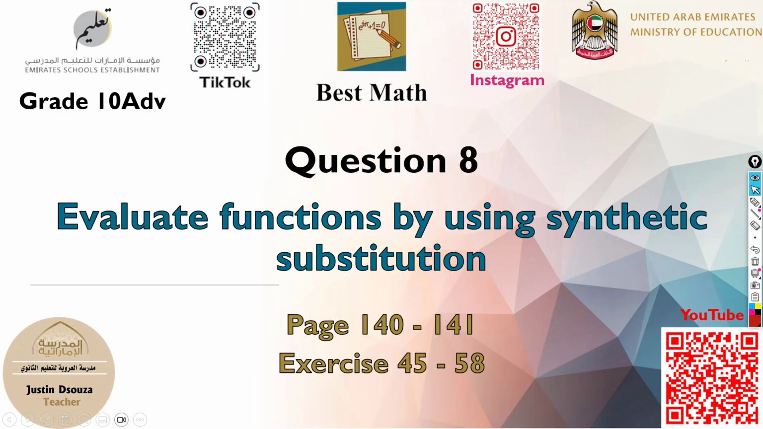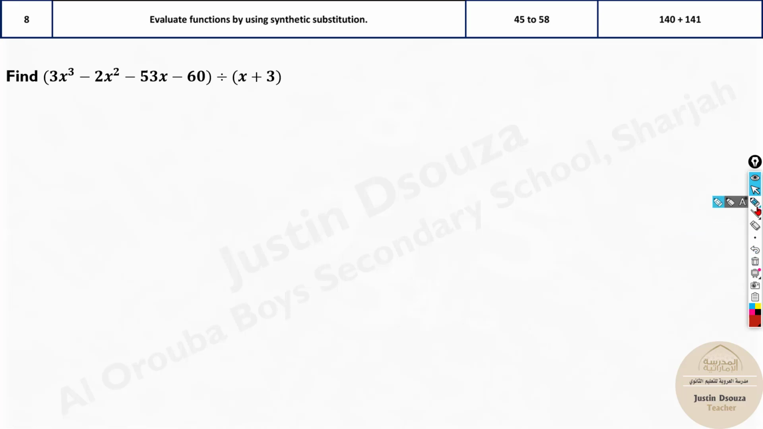Question 8 is to evaluate functions by using synthetic substitution. Here we have a question. There's a polynomial over here. It's cubic, power 3, highest degree is power 3, and it's divided by this binomial. Now remember, when we do synthetic substitution, the divisor must be degree 1, and the coefficient also must be 1, otherwise you cannot solve it.